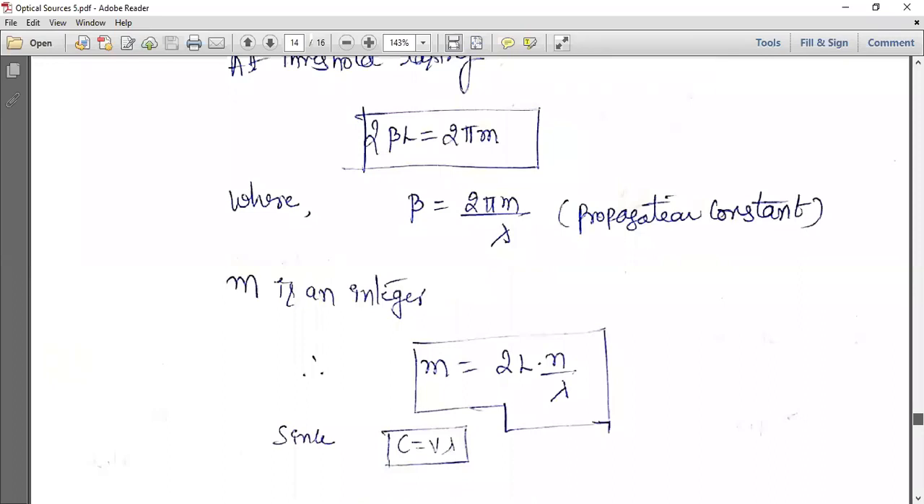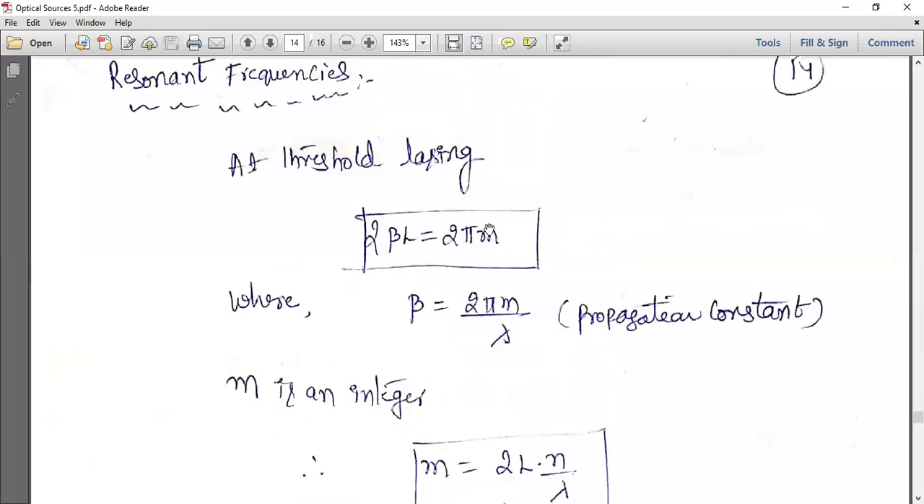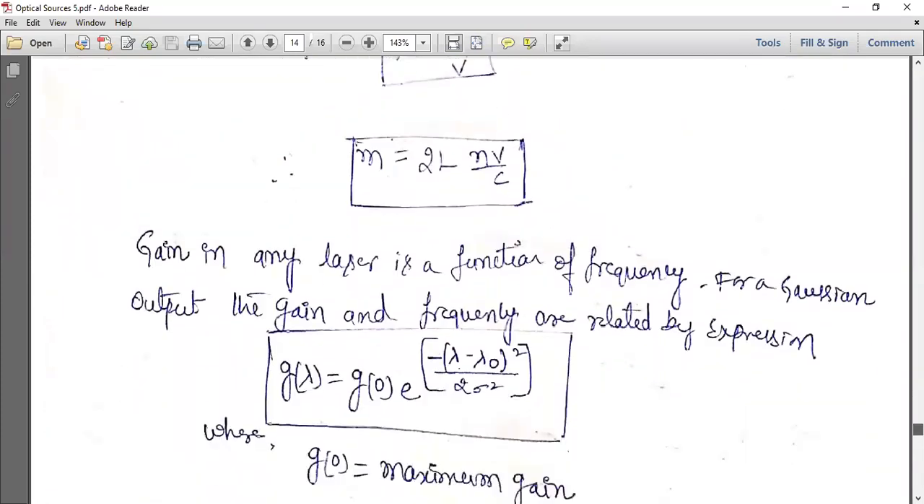So this is the main lasing condition. To this you replace m and get the frequency f. So how to get f? m is linked to lambda. From lambda you can link it to f, then you can replace here to get your lasing condition. So from that you get the same thing.